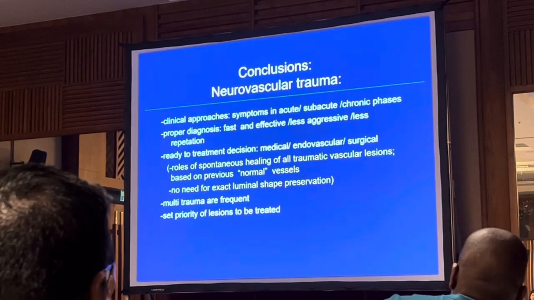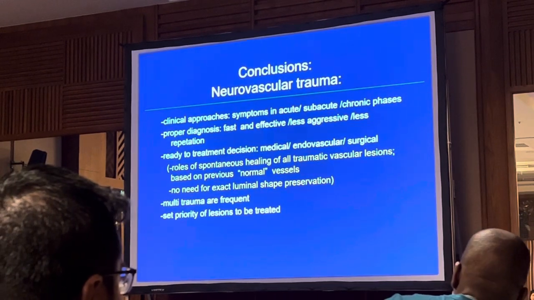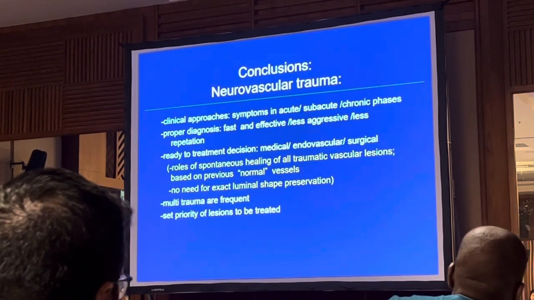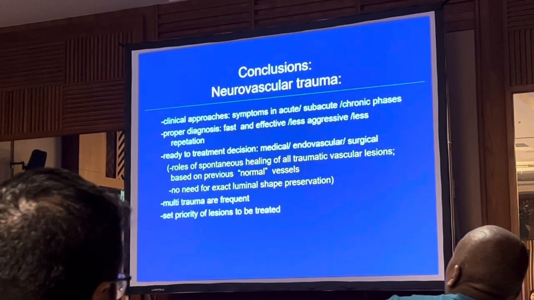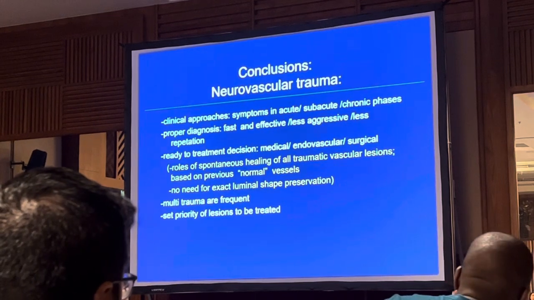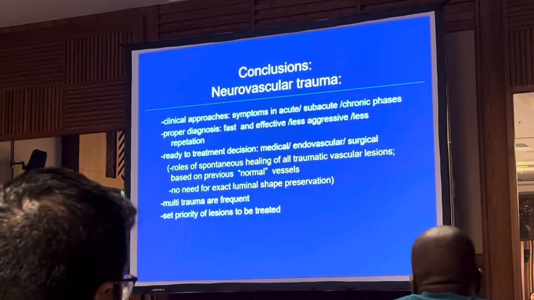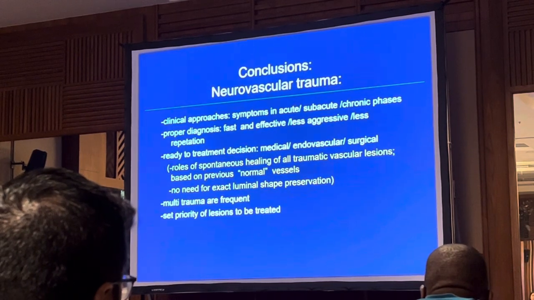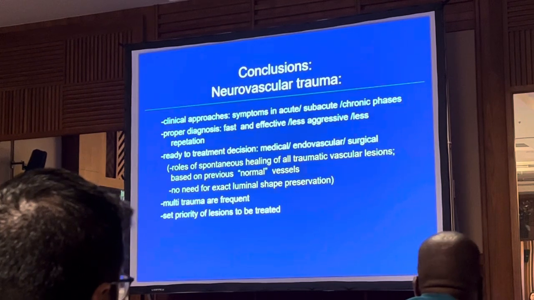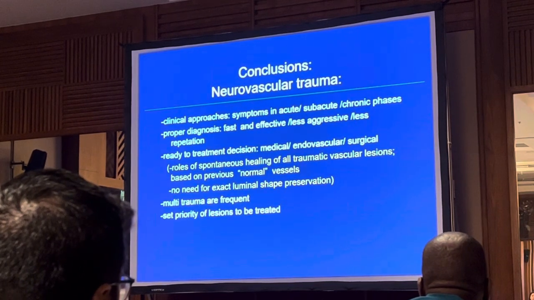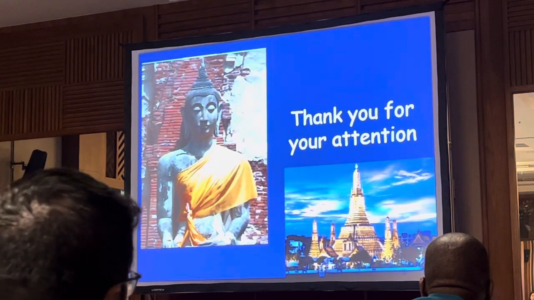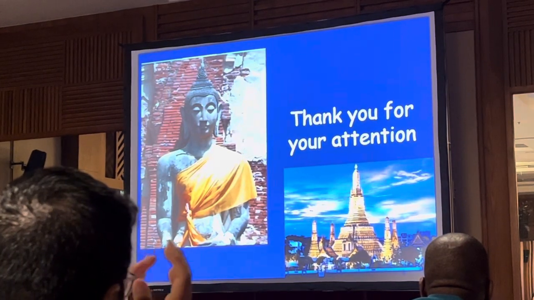Keep in mind that there is a tiny role of spontaneous healing, up to 3% of all traumatic vascular lesions, based on coming from a normal vessel, but it depends on the clinical picture you are exposed to at that time. And there is no need for exact luminal shape preservation, in our view. Multi-trauma is frequent, so set priorities for the lesions to be treated. So thank you. This is the first part.